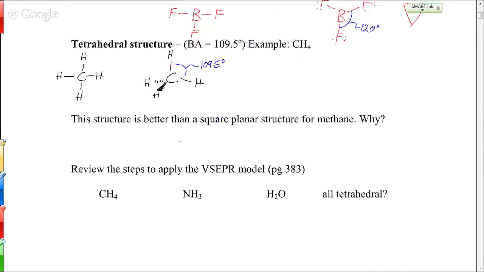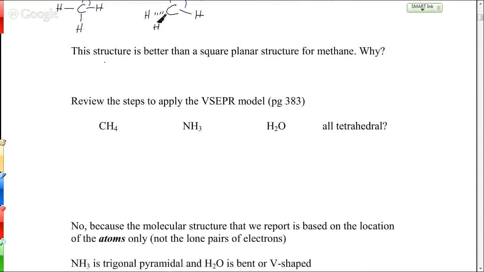So why is that better than a square planar structure? What would the bond angles be here if they were actually in a T like that, or plus shape? 90. So you can see that that wider bond angle allows the hydrogens to be farther apart from each other. And that's why it adopts that tetrahedral structure.